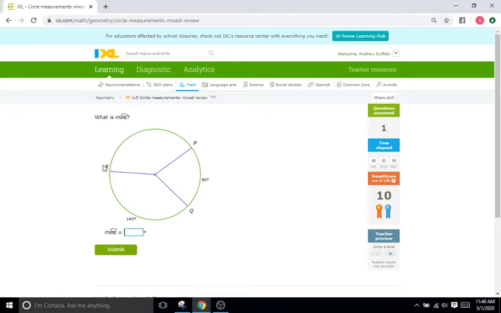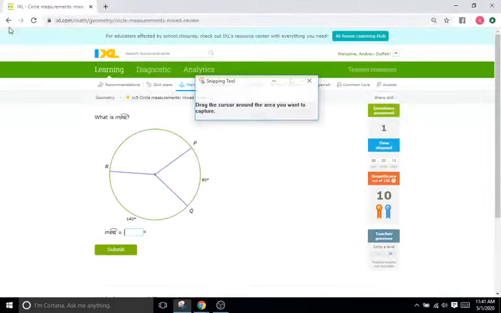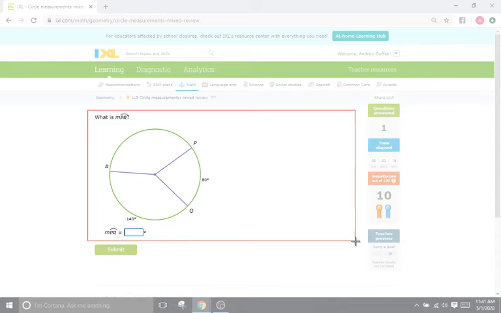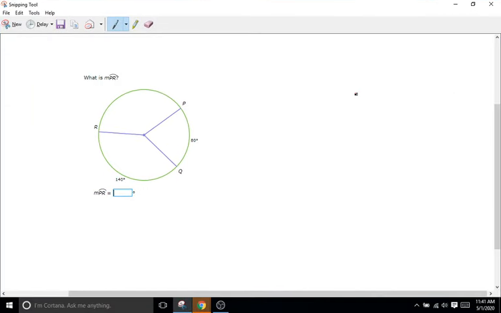So we have P and R, so it wants to figure out the measurement for this arc right here. Well, just like our central angles, all of our arcs up here have to add up to 360 degrees. So we'll go back here, and just like the last problem, we're just going to add the outward degree values of 80 degrees plus 140 degrees plus our missing PR equals 360. And now we just solve for PR.